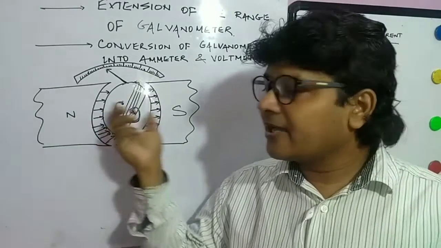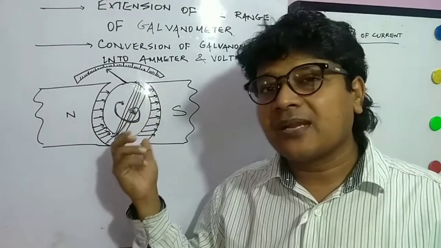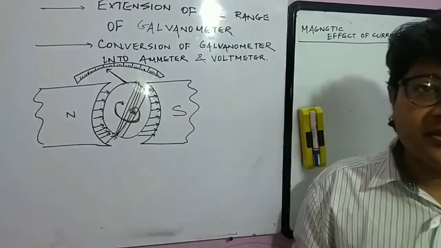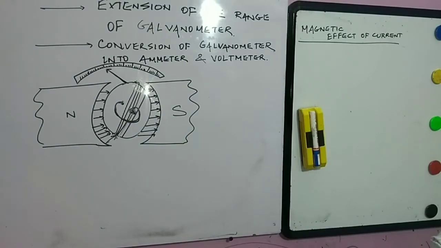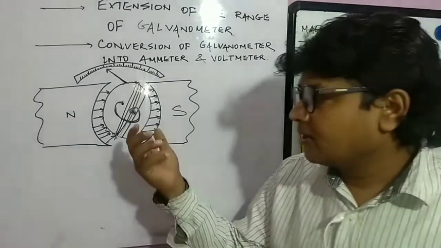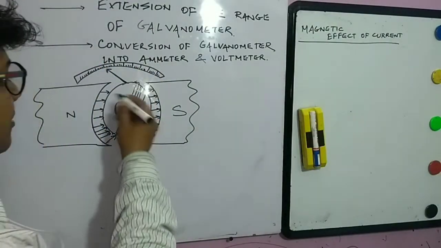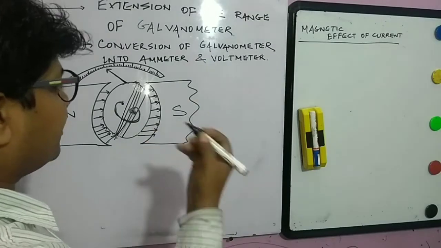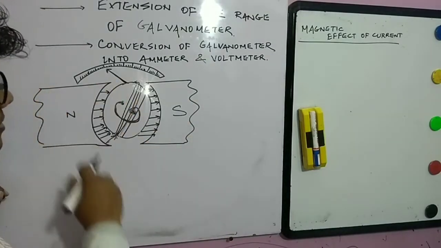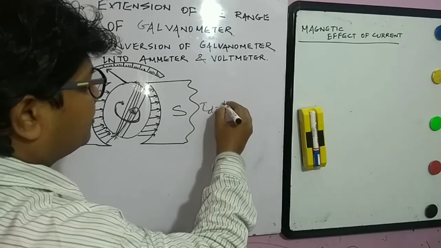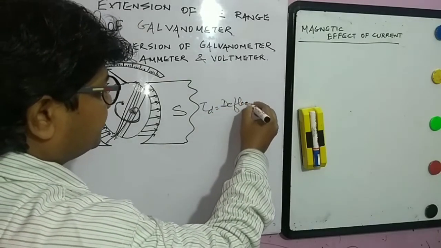When a current carrying conductor is placed inside the magnetic field, it will experience a torque. So that torque is called deflecting torque. So this is the basic principle: when a current carrying conductor is placed inside the magnetic field, then this torque is equal to the deflecting torque.